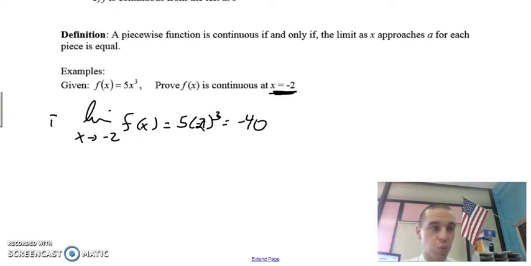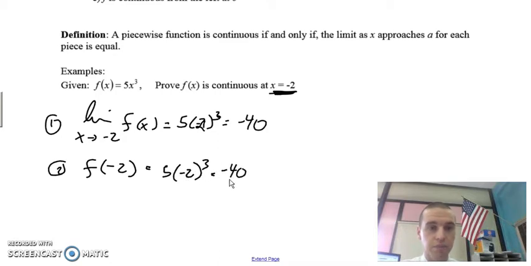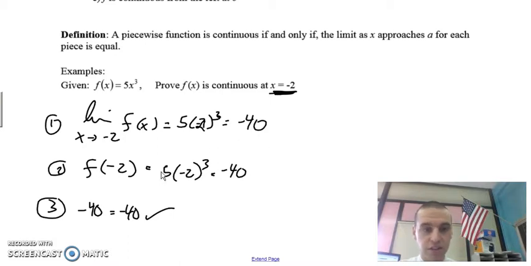So that's condition 1. Condition 2 is that f of -2 must exist. And what is that? Well, we also know it's 5 times -2 cubed. That's why I said it wasn't a huge problem. It's a polynomial, so we knew it was continuous, which is why these two are the same. And we said that -40 has to equal -40, and that's also true. So since the limit exists, the function's defined, and those actual values are equal, it's continuous. Done, that's it. That's all you need.